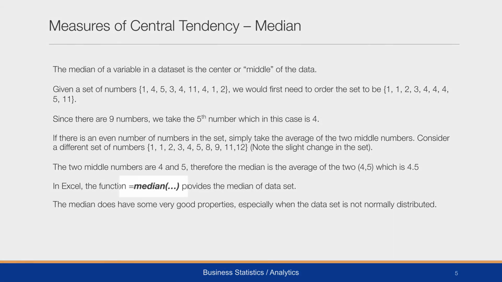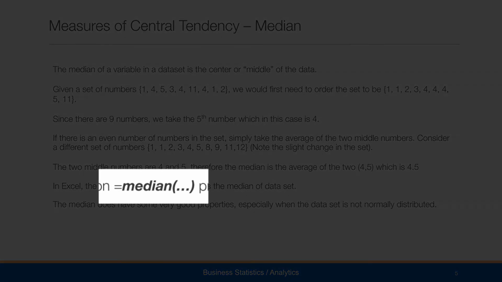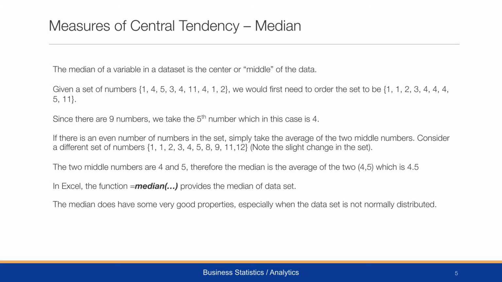In Excel, they have a nice little function called median, and it provides the median of the data set, doing it the same way. It does have some very good properties, especially when the data is not normally distributed. Normally distributed observations that we'll show later on, it's that bell curve. So if you're familiar with the bell curve, that's a normal distribution. But when the data doesn't follow a normal distribution or a bell curve, the median is actually more valuable than an average, and we'll see why later.